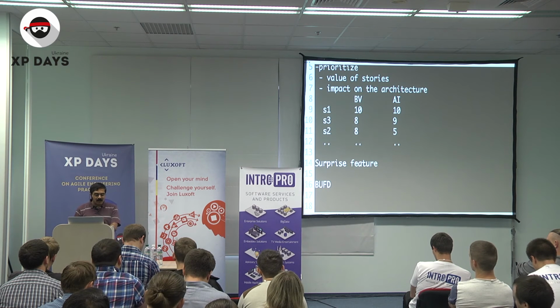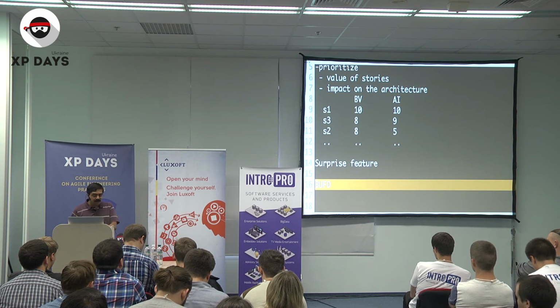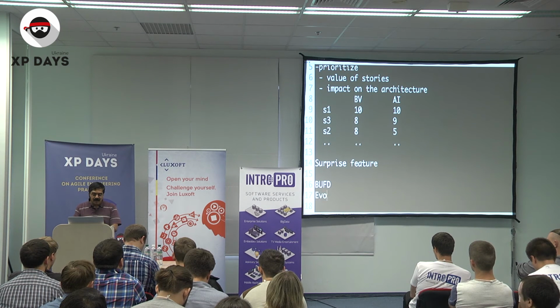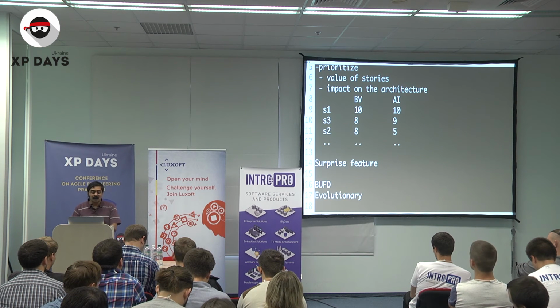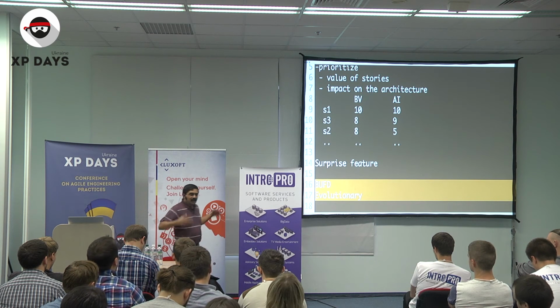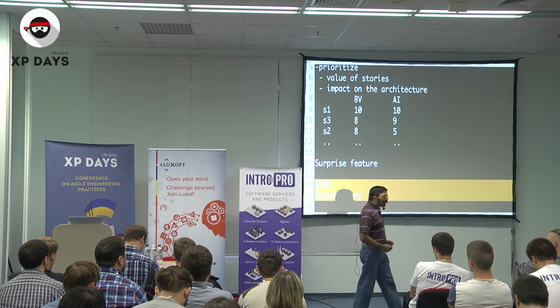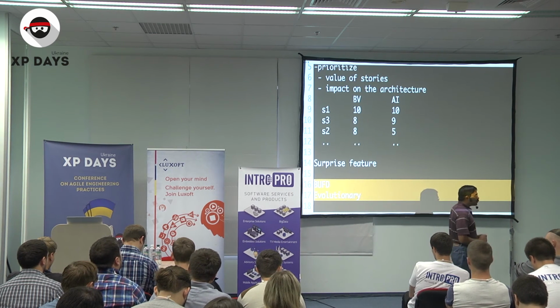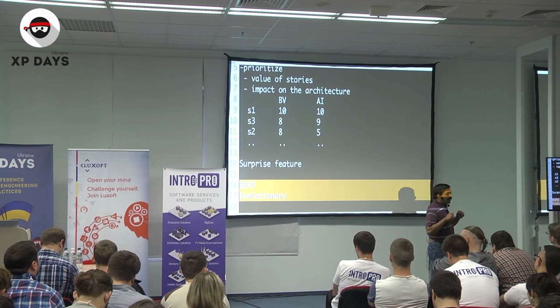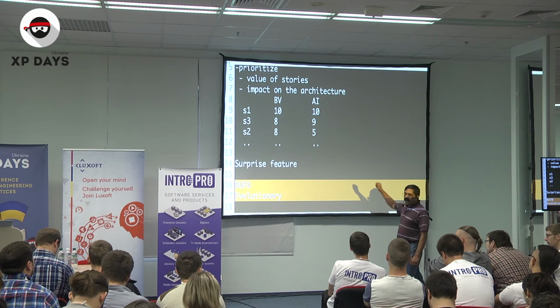And as a result, that kind of surprise feature is going to happen in the big upfront development. It is also going to happen in evolutionary as well. So we have to deal with this in both of those situations. This is not unique to evolutionary architecture. However, I'm going to claim that in an evolutionary architecture, you are in a better situation to handle this than in the big upfront design.